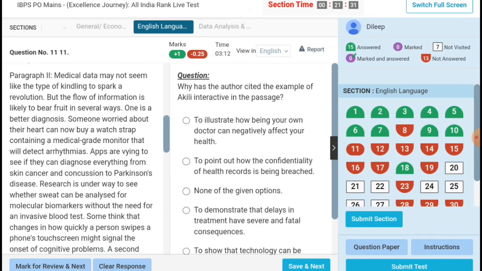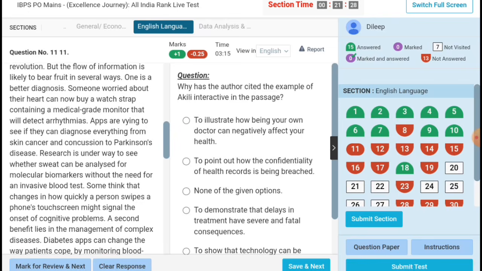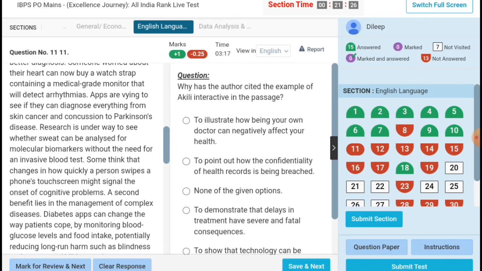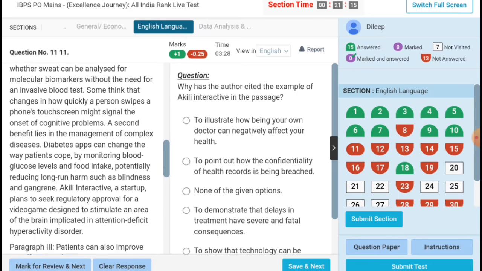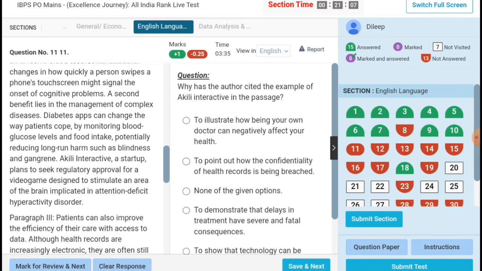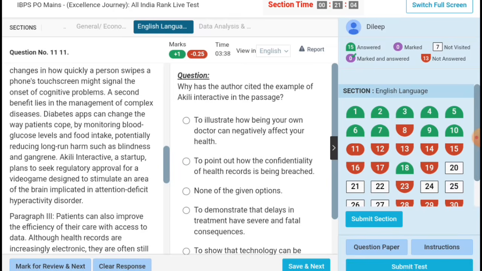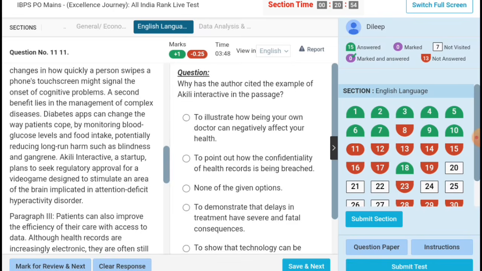Someone worried about their heart can know. Apps are vying to see if they can diagnose everything from skin cancer. Something that changes how quickly a person swipes. Interactive startup plans to seek. Consequences.